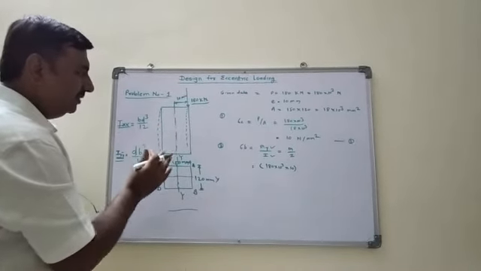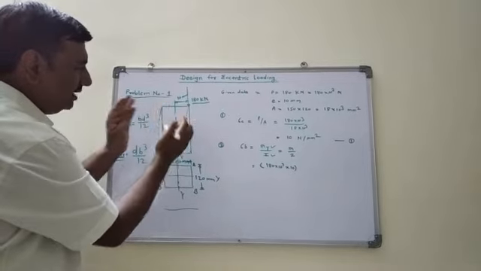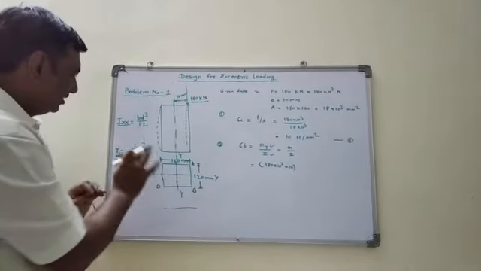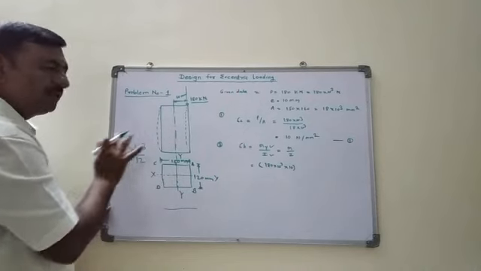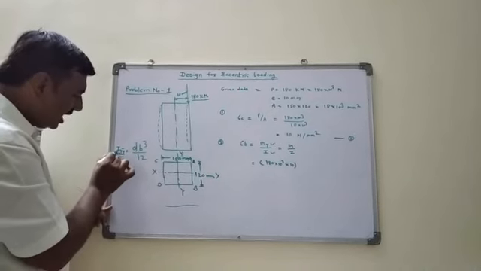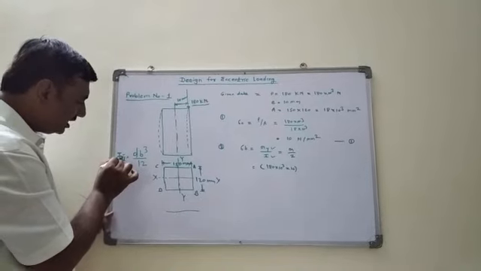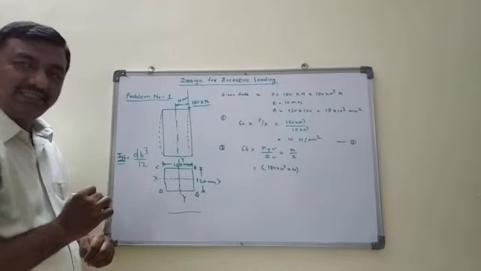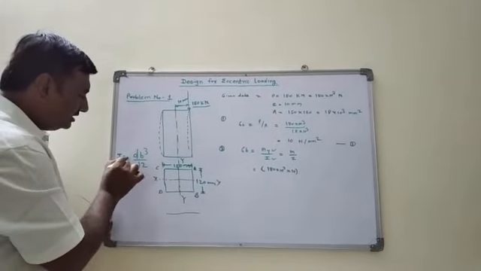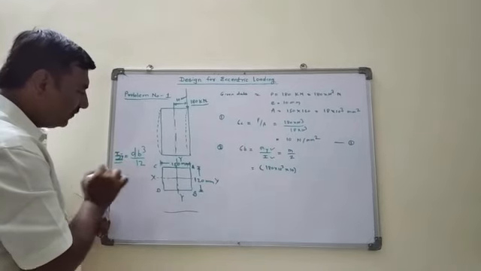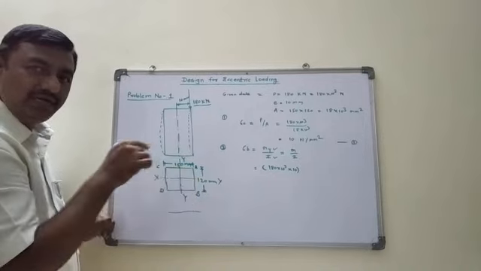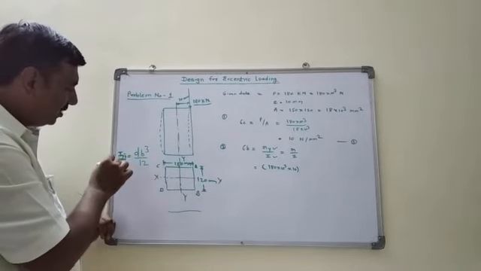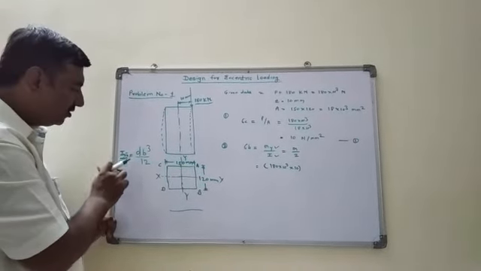But in this problem, the beam is bent about the y-axis. Therefore, we can't use the moment of inertia about the xx. We have to calculate the moment of inertia about the y-axis. For that, the formula is dB cube by 12. D means vertical and B means horizontal. I already used the trick to avoid the confusion.